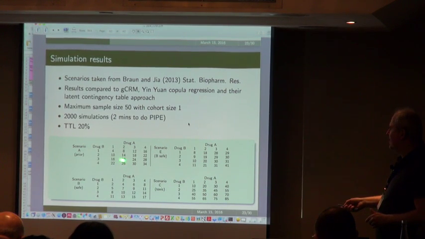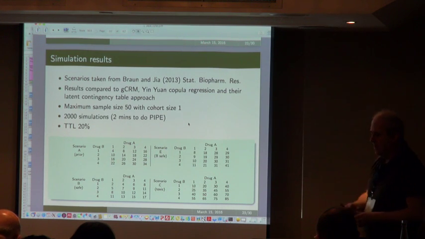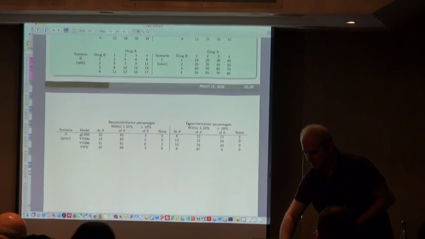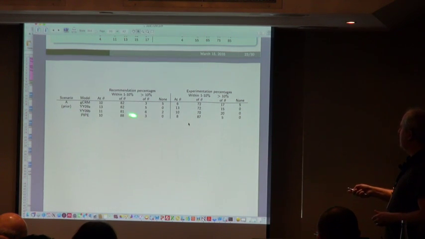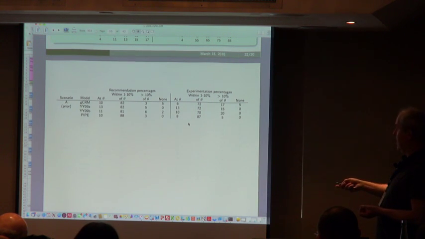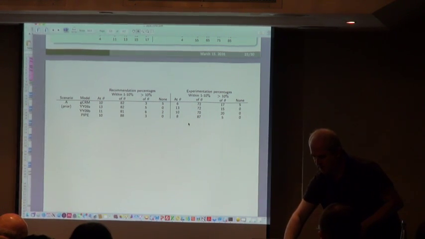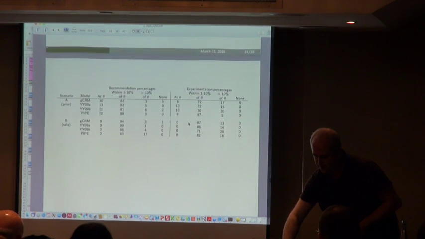So you can see, if that's the MTD, with a contour we're going to definitely select more dose combinations that are similar. But we stuck to their statistics, and you'll see that our method actually performed very well if the prior equals the data. We recommend 98% of the time within 10%. The experimentation was slightly better as well. So we kind of outperformed the models when prior and data agree.